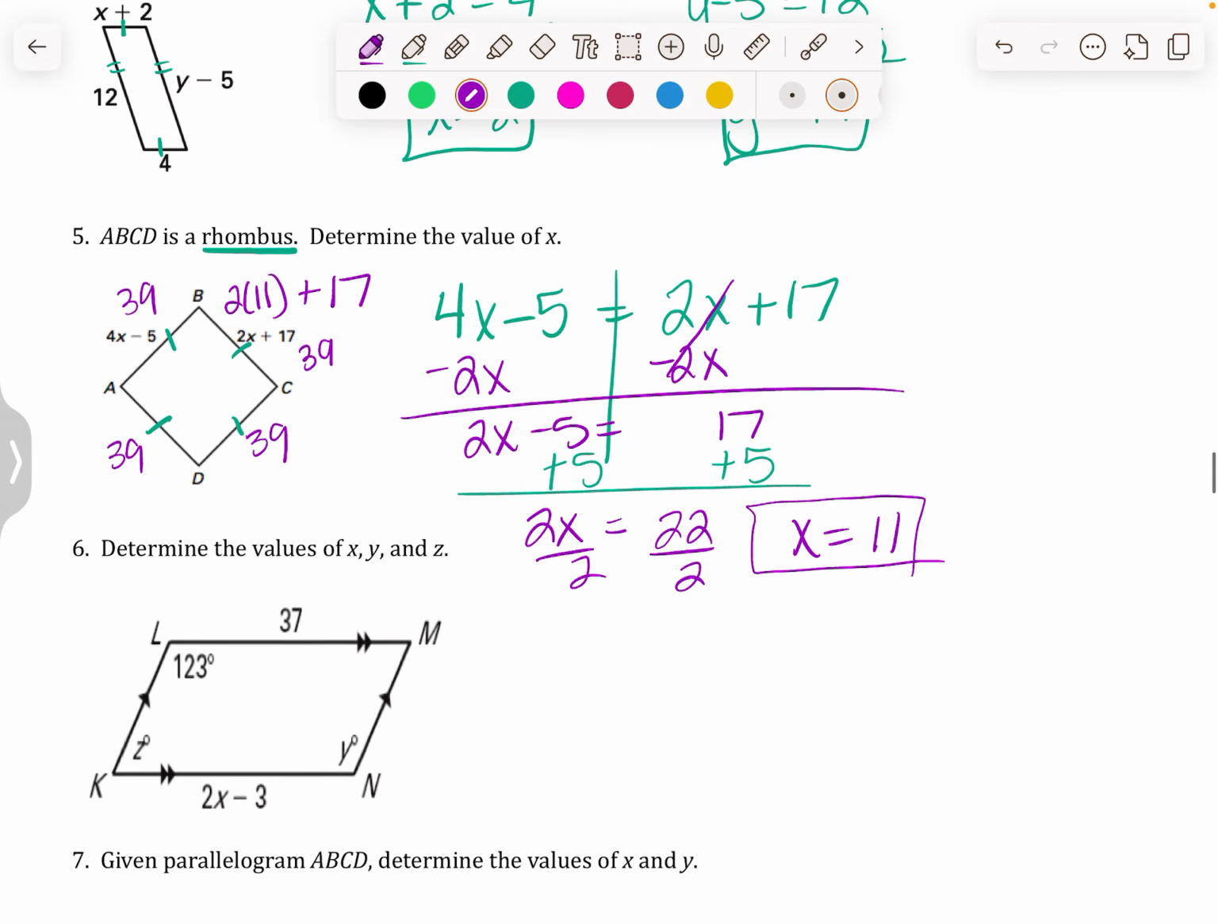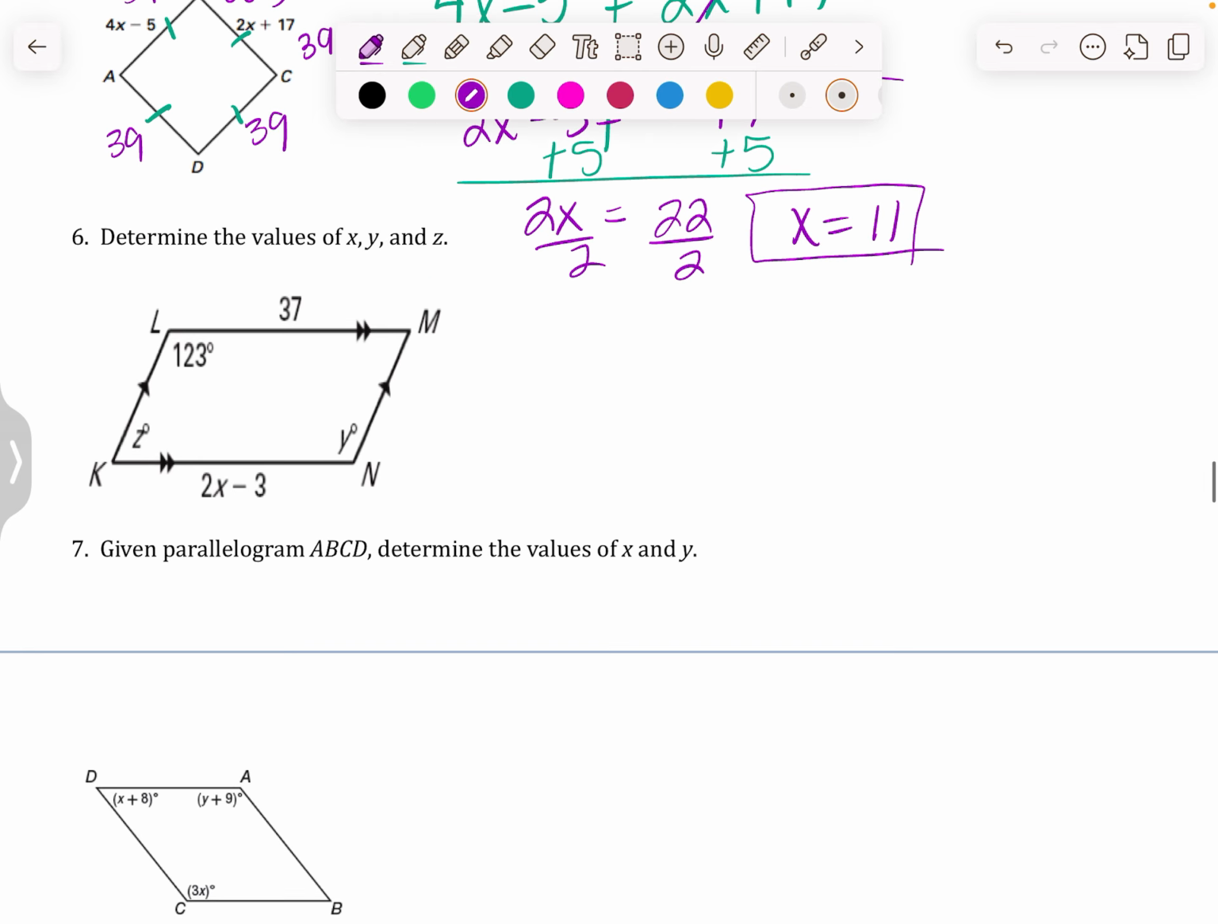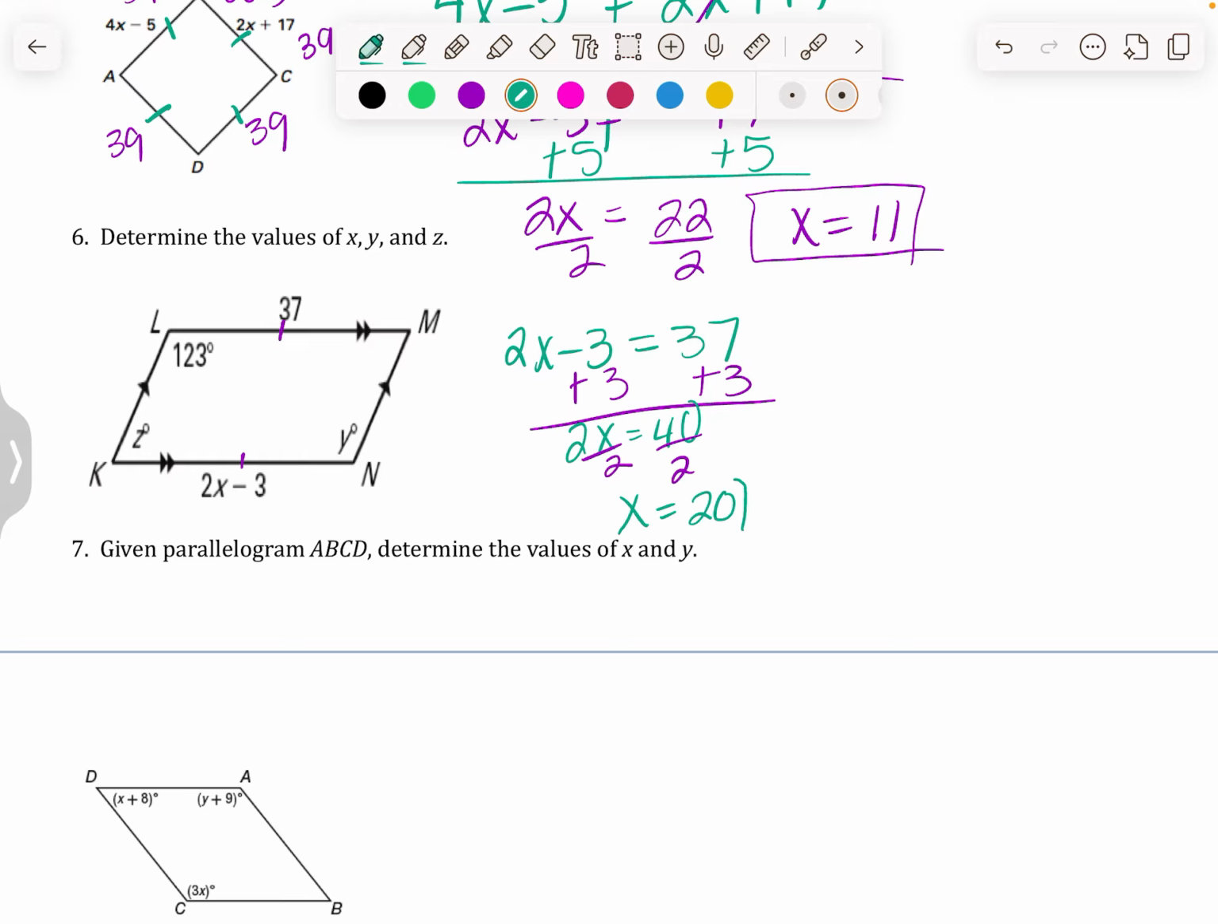All right, so determine the values of x, y, and z. So we got a couple options here. First, we know that opposite sides are congruent in a parallelogram. So we can use that to find x. So we know that 2x minus 3 is going to equal 37. So we can solve this for x. We're going to add 3. And we got 2x is equal to 40. So dividing by 2 is going to give you x is equal to 20.